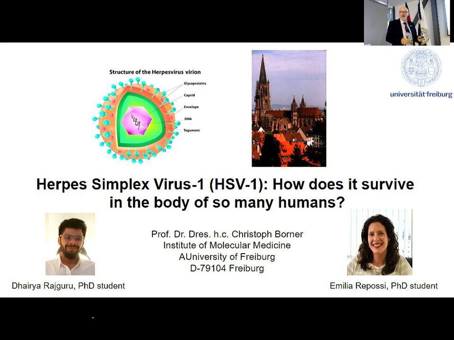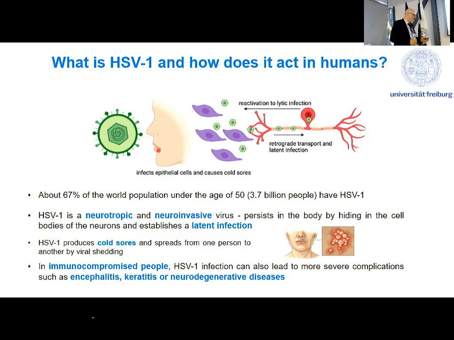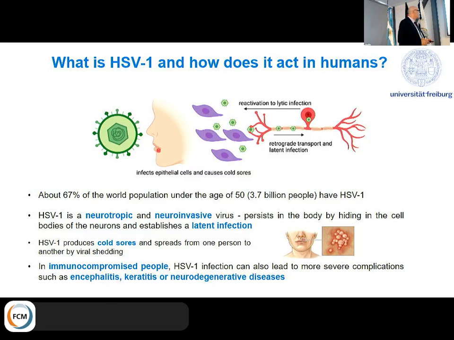Today I'm going to talk to you about our attempt to understand better a virus that is probably the most prevalent in the world, herpes simplex virus 1. It affects 67% of the human population all around the world. It's neurotropic, so it hides in the nervous system. But it can be reactivated, for example, through fever or sunlight.